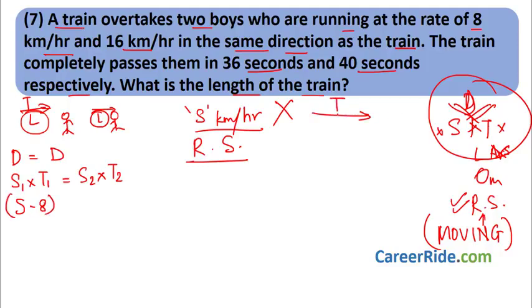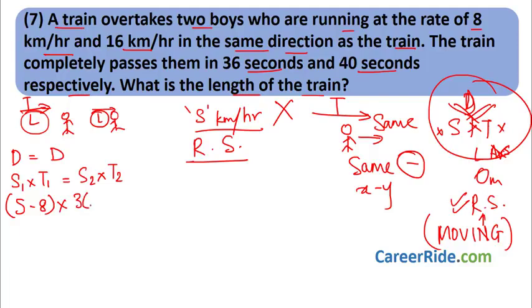This is the train. This is the first boy. The boy is moving in the same direction as the train. Same direction means subtract. Same means minus. Same means x minus y. So since it is the same direction, we subtract the speeds. So S minus 8 multiplied by the time taken, which is 36 seconds.